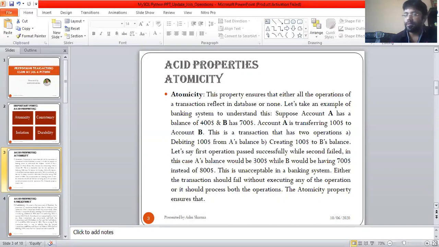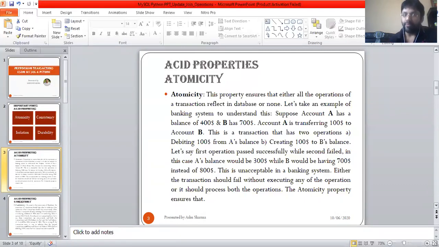Now suppose the first operation passed successfully while the second failed. In this case, A's balance would be $300 because debiting is already done, but crediting is not done, while B would be $700 instead of $800. This is unacceptable in a banking system. Either the transaction should fail without executing any of the operations, or it should process both operations. The atomicity property ensures that.